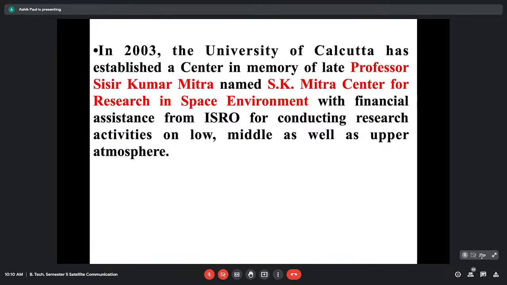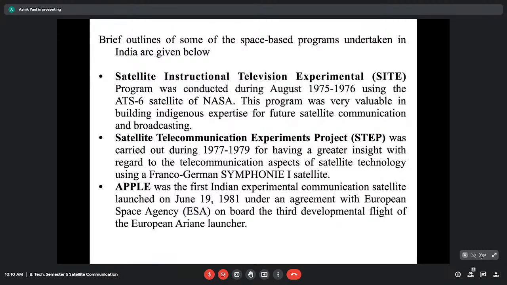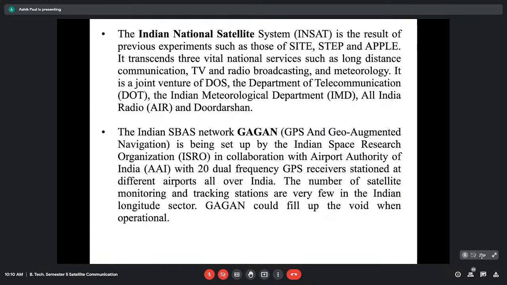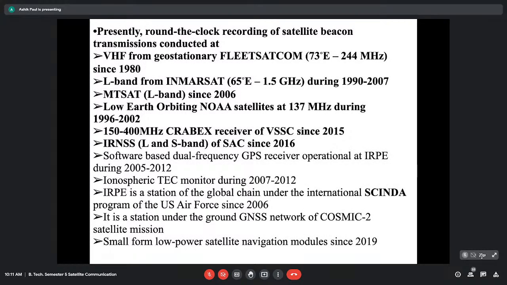Then in 2003, our university also established a center in memory of late Professor Shishir Mitra. So these are just some of the early space-based programs undertaken by India. Before going into the details of this particular course, we should also be familiar with at least the background of the subject. It is not that we should go into learning a particular course without knowing where we stand. There have been several programs like INSAT. India also has the GAGAN network, which uses GPS for navigation. And our department also operates a number of satellite signal receiving systems.